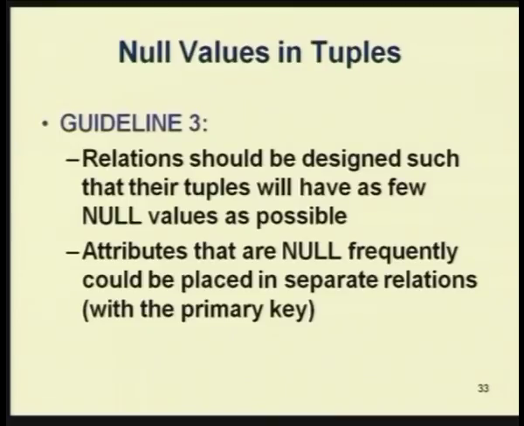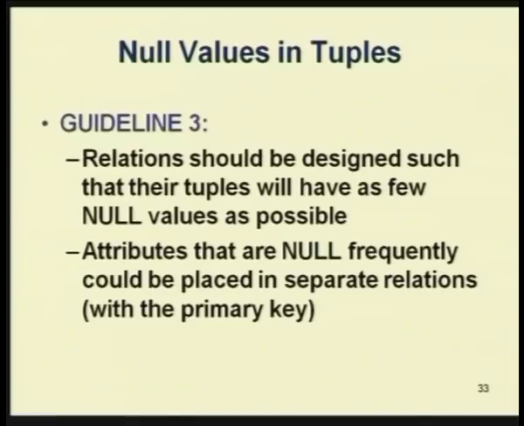The third guideline is to do with null values in tuples. Relations should be designed such that the tuples have as few null values as possible. It is not possible to actually have no null values, sometimes that is not possible, but you should have minimum null values. So, attributes that are null frequently could be separated out into separate relations with a primary key.